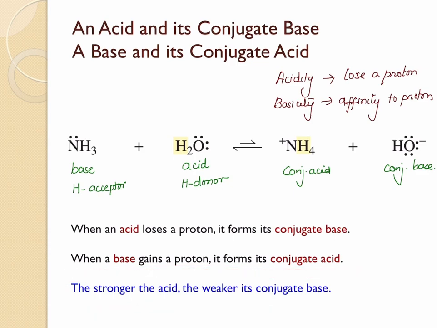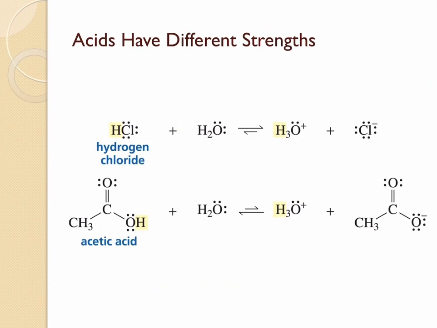And the opposite is also going to be true, which means if there is a weak acid, then the conjugate base that it's going to give us should be a strong conjugate base. So a weaker acid will always give us a strong conjugate base, whereas a strong acid will give us a weak conjugate base. Acids have different strengths.